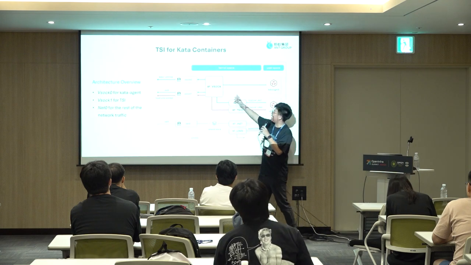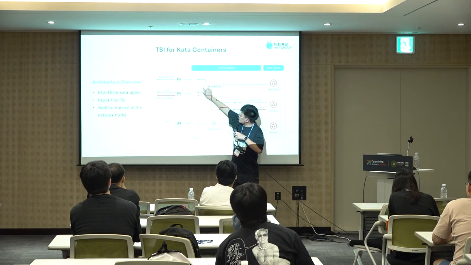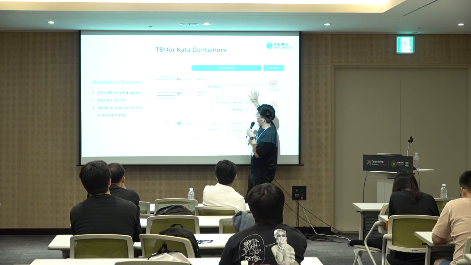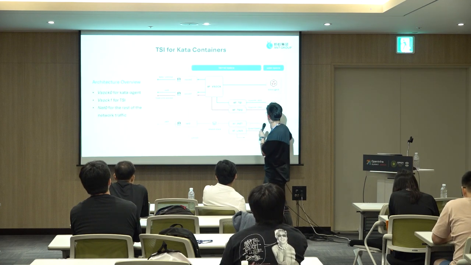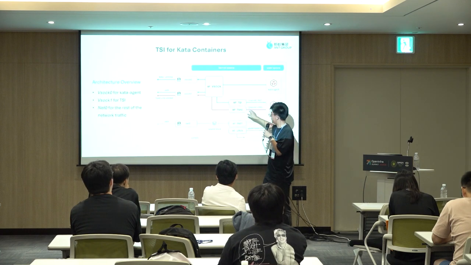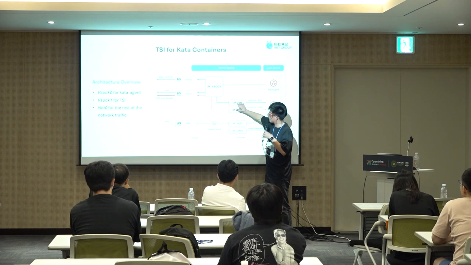You can see we have two Vsock devices. Vsock 0 is for Kata agent. It's the control plane. And Vsock 1 is for the data plane. And this is for TSI.